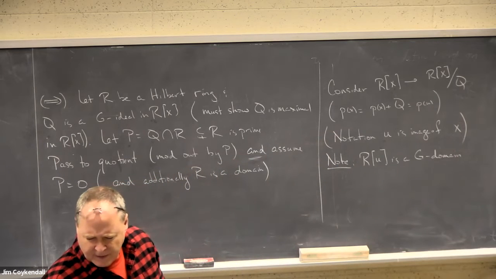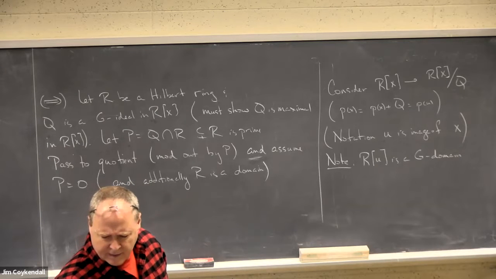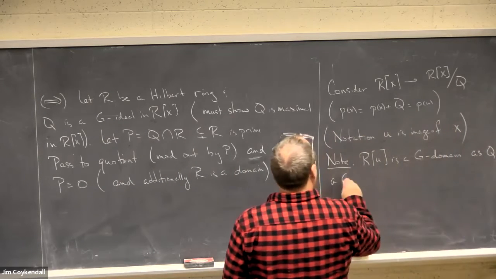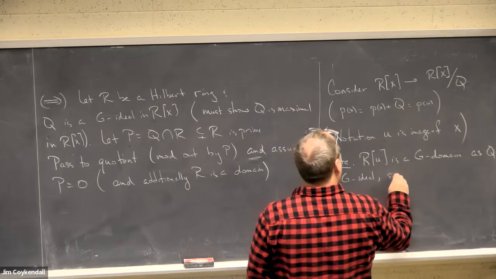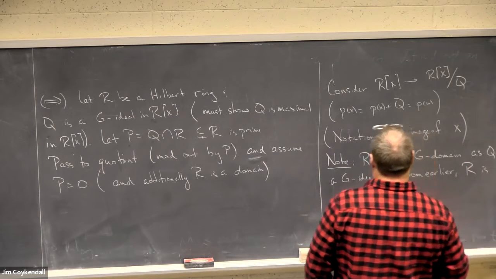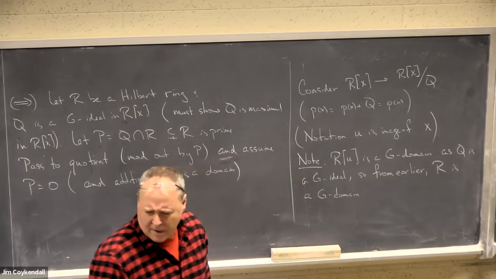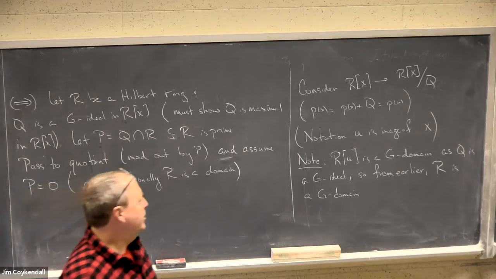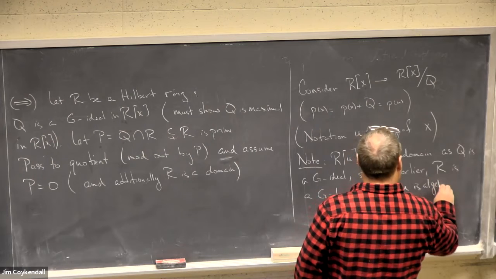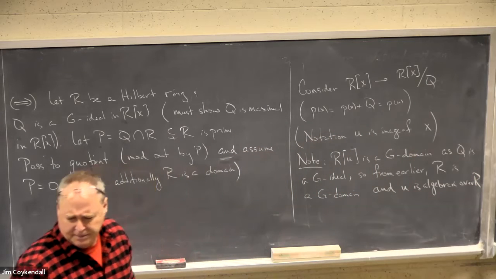RU is a G domain, as Q is a G ideal. So from an earlier result, R is a G domain, and U is algebraic over R. From an earlier result we did.